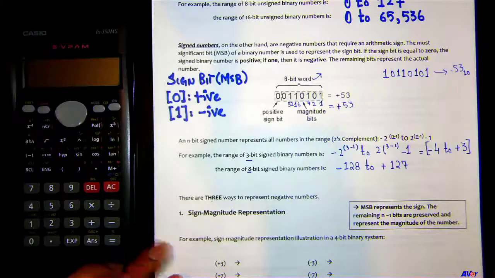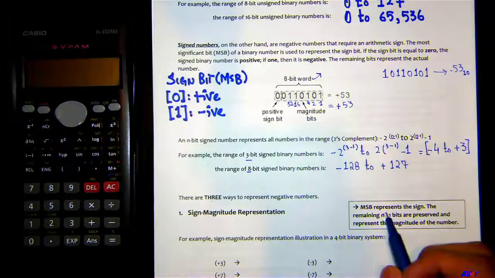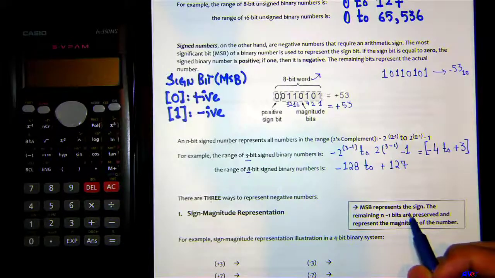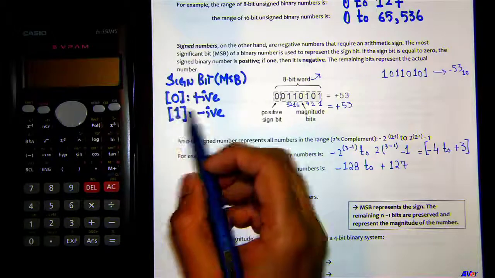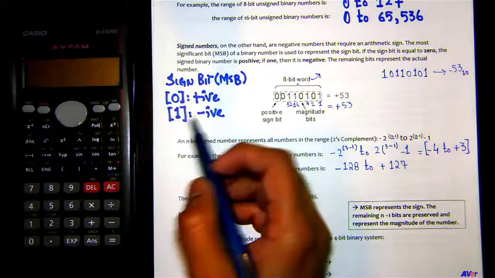Okay, all right. So there are 3 ways to represent negative numbers. Number 1 is the sign magnitude representation. How do we use that? Well, the most significant bit in a binary number is going to represent the sign. Remember, what is a sign? If it's 0, it's a positive number. If it's 1, it's a negative number.